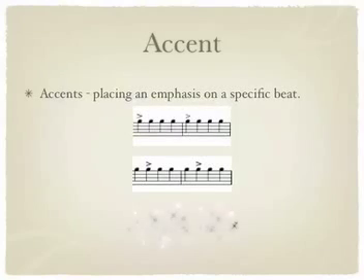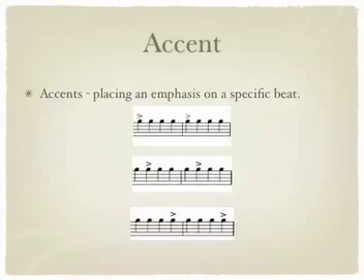Here's one more example where the accents are put on the 4th beat and the 8th beat of a melody, for example. So 1, 2, 3, 4, 5, 6, 7, 8. And of course, those are just a few examples, but that's how accents work.